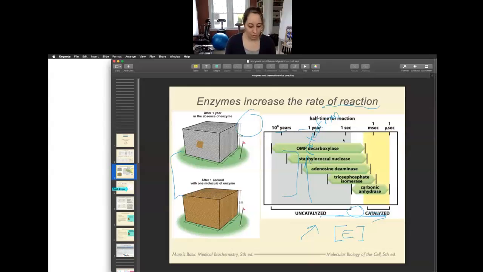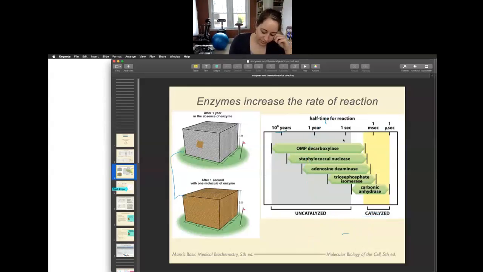As you add more enzyme, or if you compare enzyme versus no enzyme, then we see that, of course, the reaction rate increases exponentially, but also if you add more enzyme molecules, then you're going to increase the reaction rate. So remember, in this example here, we're only adding one molecule of enzyme, I believe.